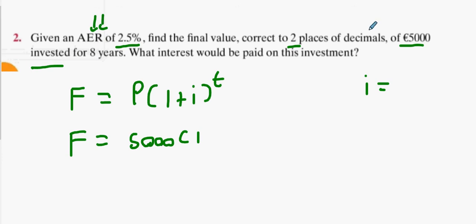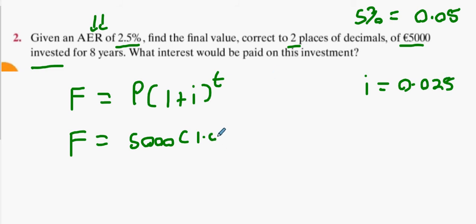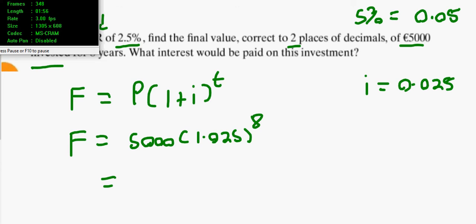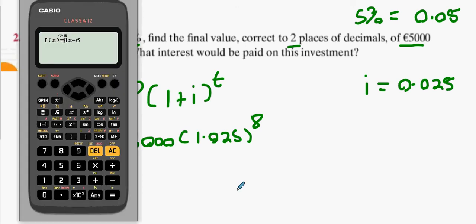If I was 5%, it actually gives you this in your tables. If I was 5%, it would be 0.05. But I is 2.5%, so what do you reckon the I value is? 0.025. What happens when you add that to 1? 1.025 to the power of what? 8. We okay with that? Now, throw it into the calculator.